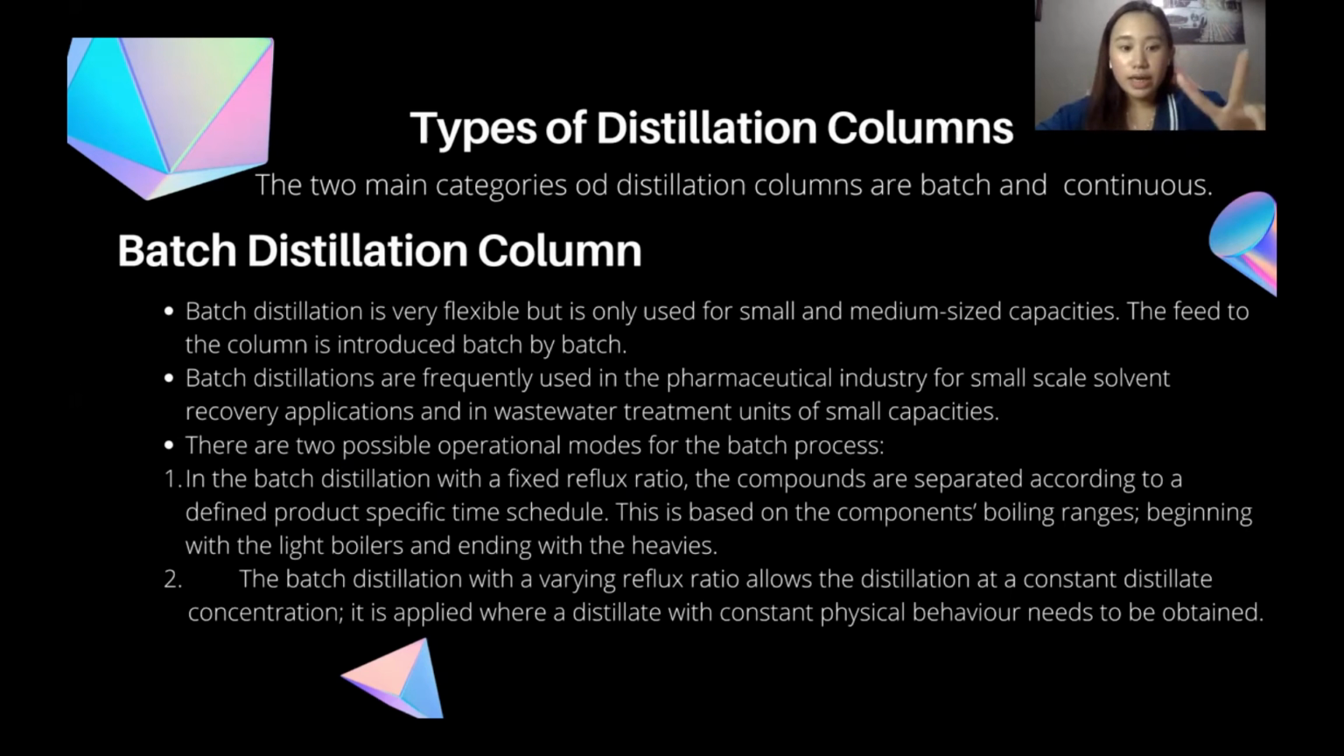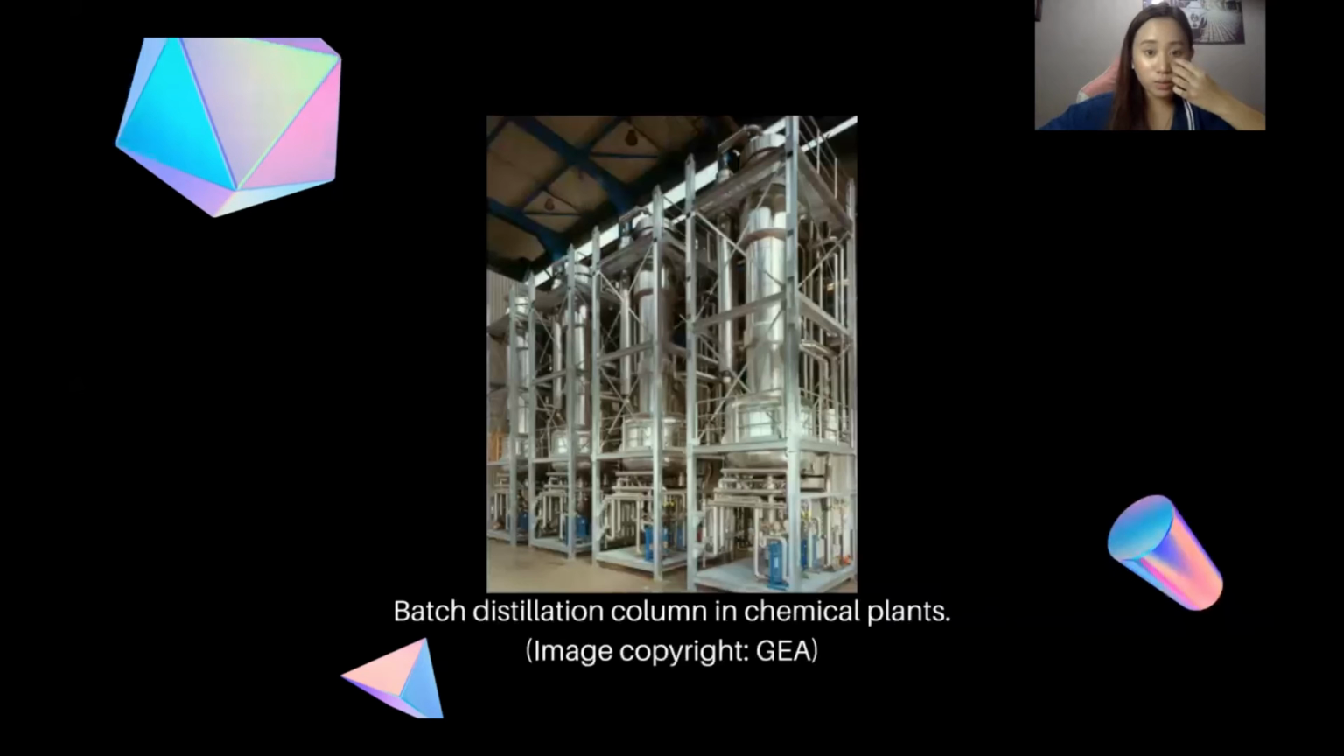The second operational mode is that the batch distillation has a varying reflux ratio. This allows the distillation at constant distillate concentration. It is applied where a distillate with constant physical behavior needs to be obtained. This one is an example of a batch distillation column in chemical plants.